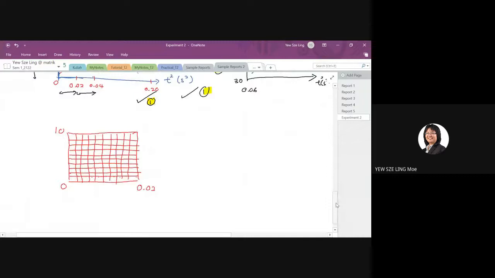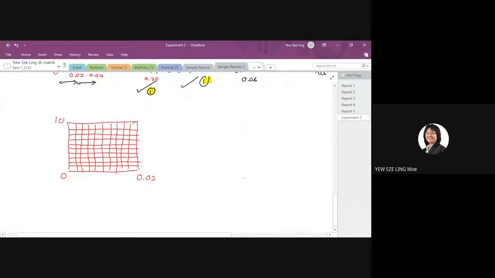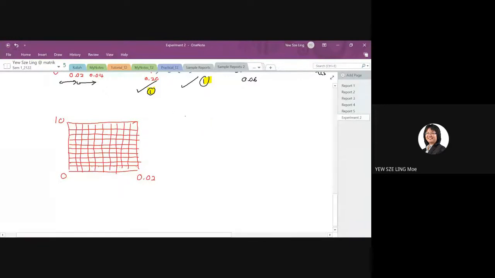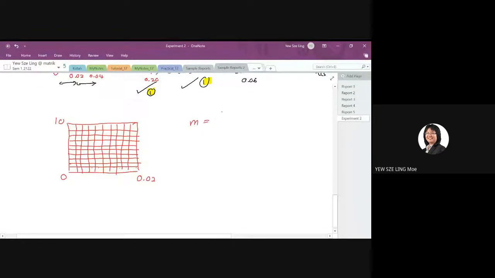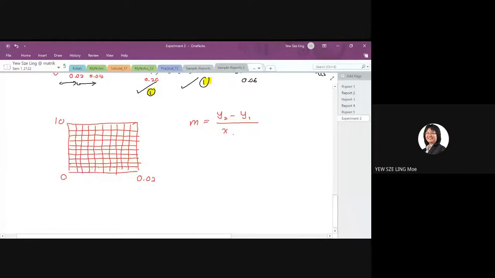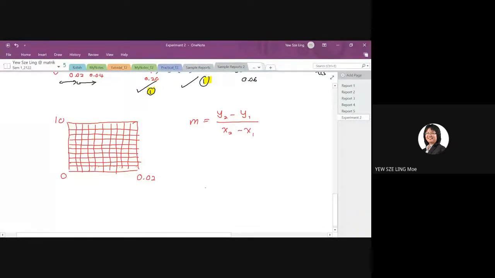All right. So, okay, now pay attention. This is very important. We know that gradient m equals y2 minus y1 divided by x2 minus x1, right? So how are we going to substitute the values taken from the graph? How are we going to read the graph? How are we going to take the data out from the graph to substitute it into the gradient?